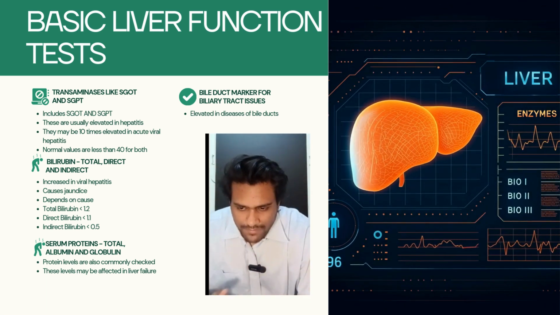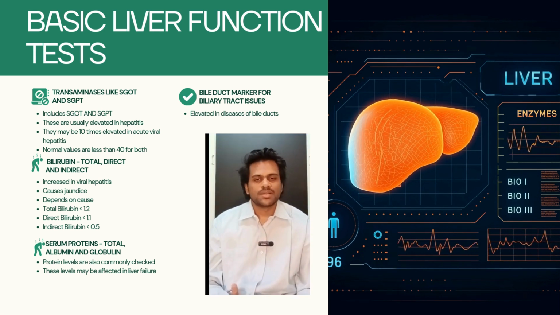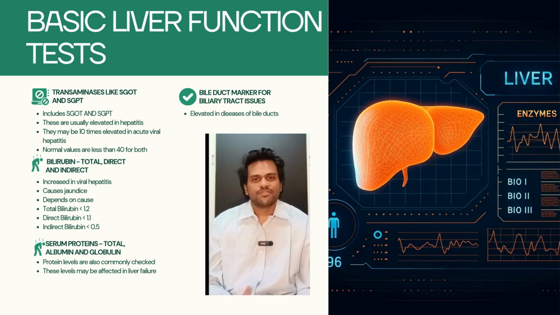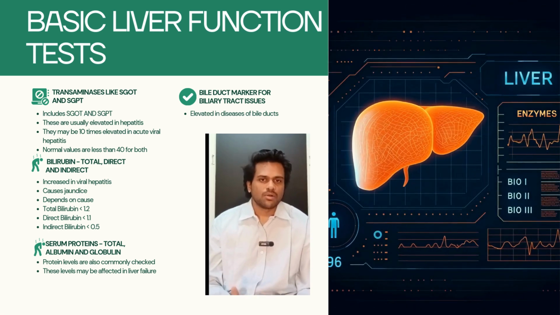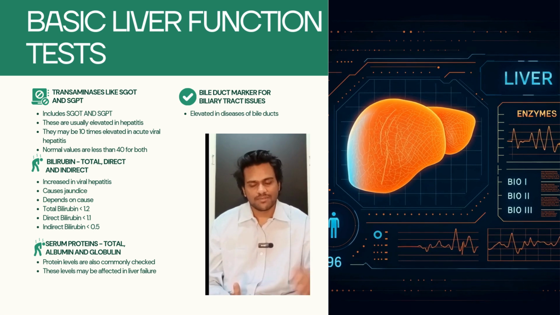The next thing that you have to look for are the bilirubins, which are basically the yellow pigment that gives your urine the yellow color. If the level of this rises a lot, it indicates something wrong with your liver. I've also made a separate video on this, which I've linked to.